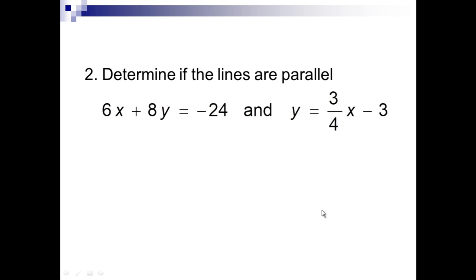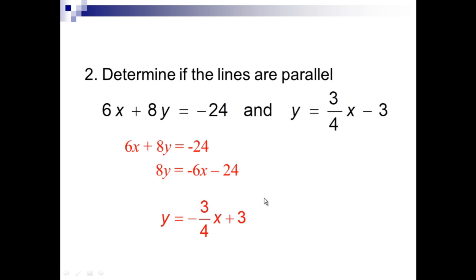Number 2. Determine if the lines are parallel. From the first equation, after we change the form of the equation to become y equals -3/4 x plus 3, we know that the gradient is -3/4. From the second equation, we know that the gradient is 3/4. Because gradient 1 and gradient 2 are not the same, both of the lines are not parallel.